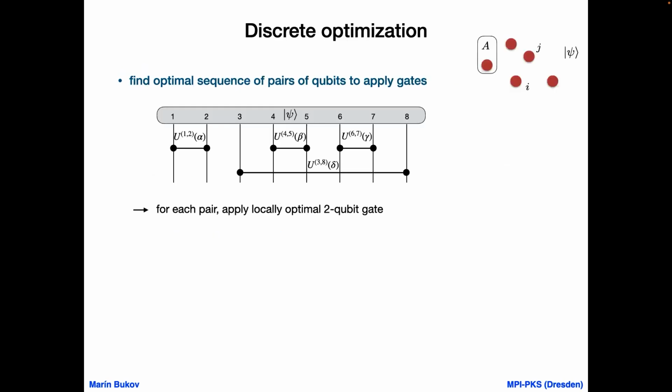So now we're left with the discrete optimization. And once again, the discrete optimization is the following. For each pair, we want to apply such a locally optimal 2-qubit gate in such a way as to disentangle the state.